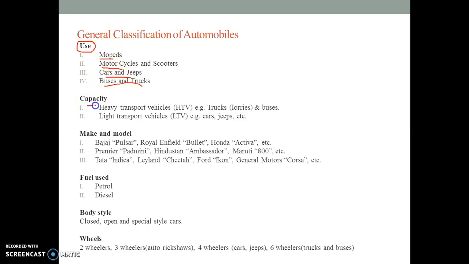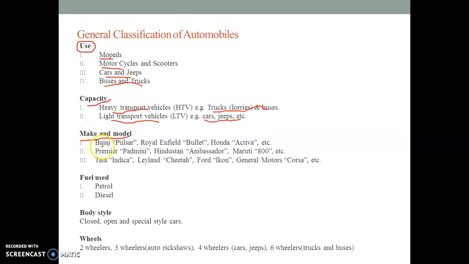Then it may be classified according to the capacity. These are classified into heavy transport vehicles and light transport vehicles. Heavy transport vehicles are generally trucks, lorries and buses, and light transport vehicles are cars and jeeps. So according to the capacity, these are classified into heavy and light transport vehicles.